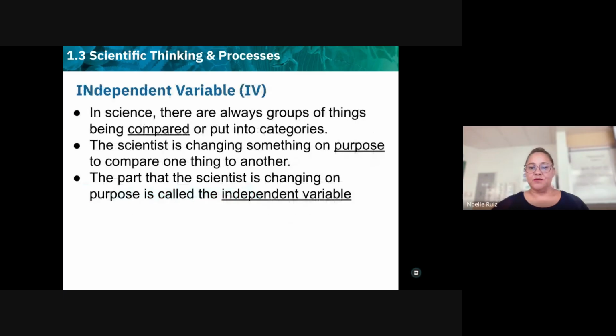All right. Next variable is called the independent variable. We call it the IV for short. In science, there are always groups of things being compared or put into categories. The scientist changes something on purpose to compare one thing to another. The part that the scientist is changing on purpose is called the independent variable.